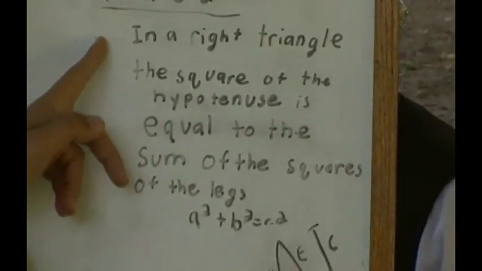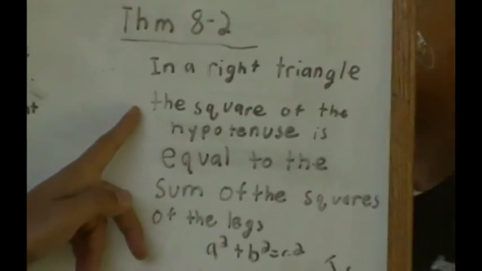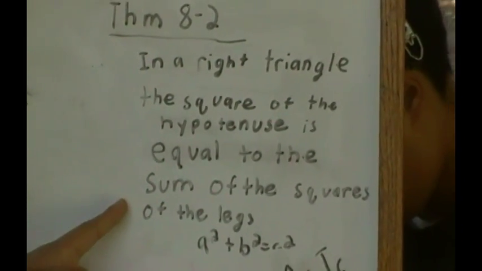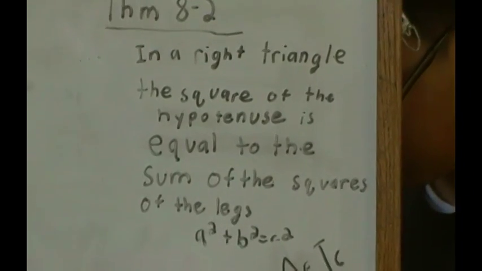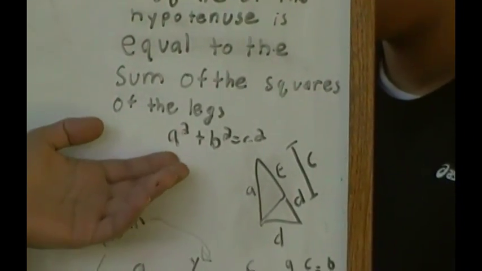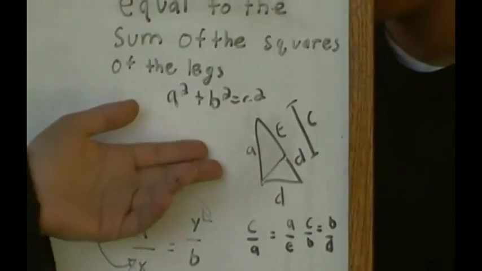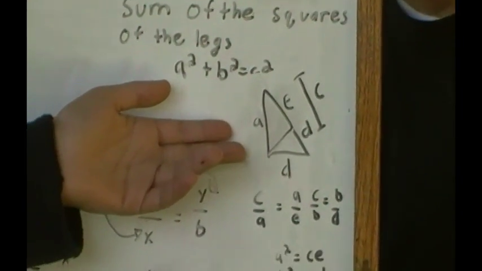Now moving on to 8.2. In a right triangle, the square of the hypotenuse is equal to the sum of the squares of the legs. A Greek named Pythagoras created this formula: a squared plus b squared equals c squared. This is because of the second corollary.